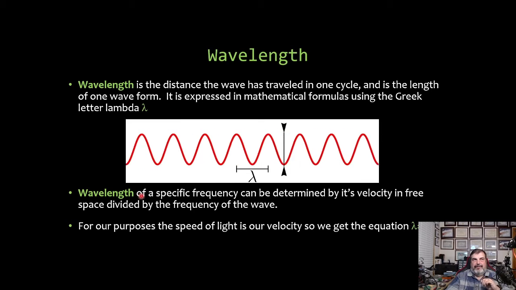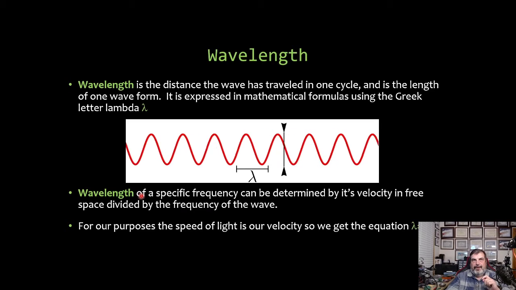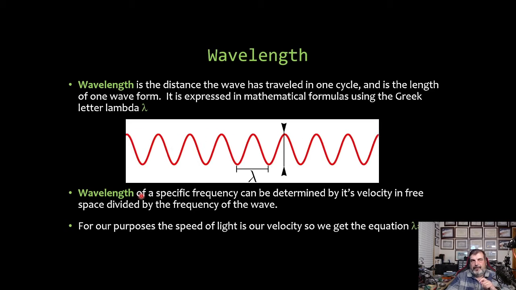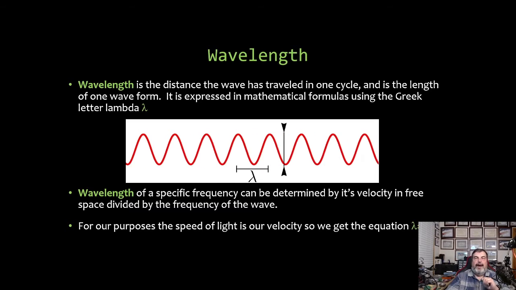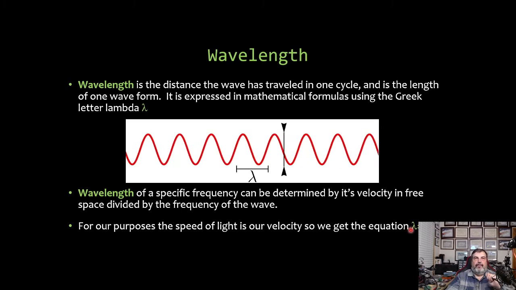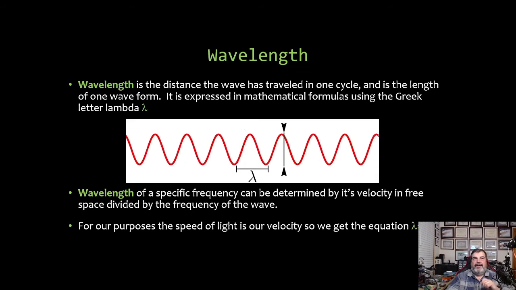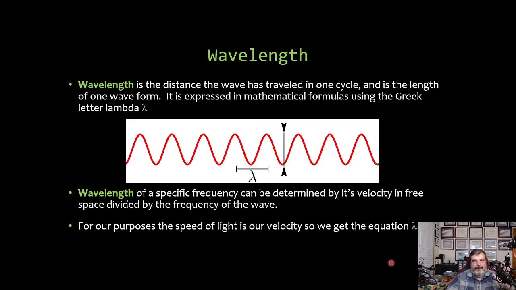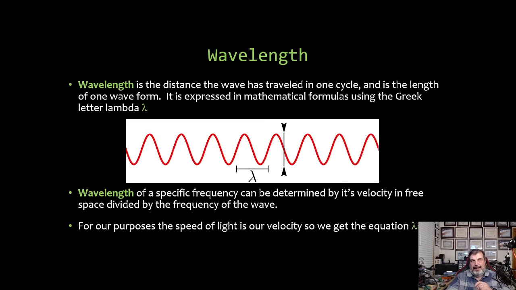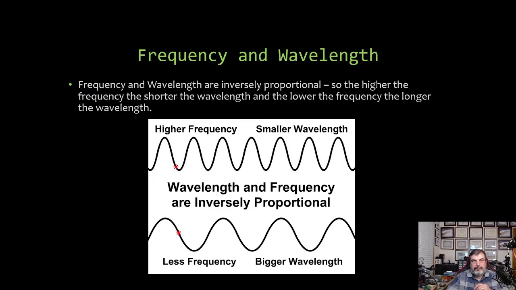The wavelength of a specific frequency can be determined by its velocity in free space. So we come up with the equation lambda equals c over f. That's wavelength equals the speed of light divided by the frequency. Okay, should make perfect sense. It's how they're related. It's all by the speed of light.